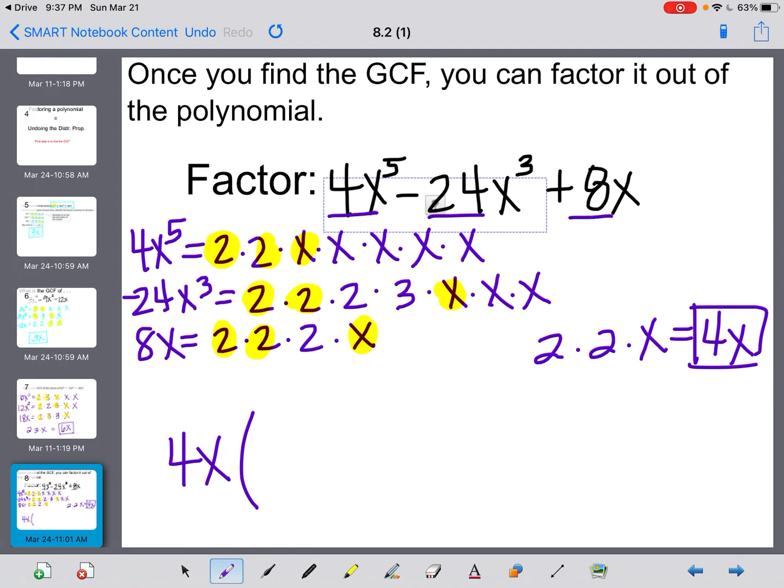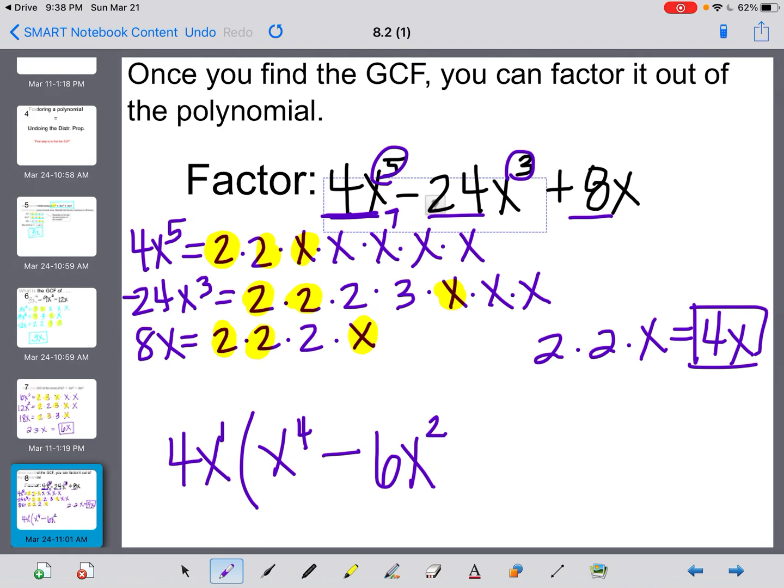That means I'm pulling 4x out of each one of these. Okay, so when I distributed, I multiplied. When I'm working backwards, I'm undistributing, I'm dividing. So if I'm pulling 4 out of this first term, 4 divided by 4 just leaves me with 1. And if I pulled one of these x's out, that means I only have 4 left. So I have x to the fourth. Then we have the minus, so we're going to put that in here. 24 divided by 4 is 6. And if I pulled 1x out of here, that means I have 2 left.